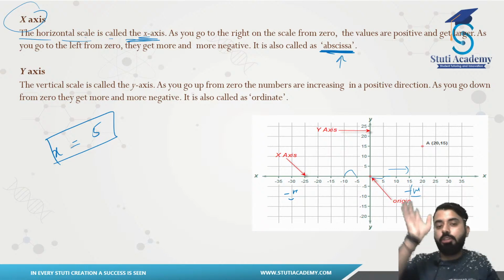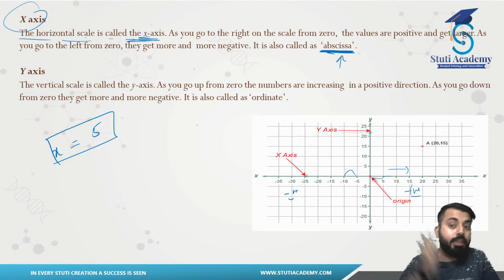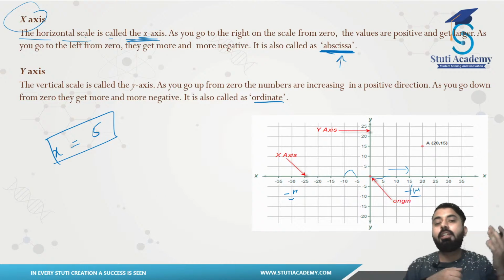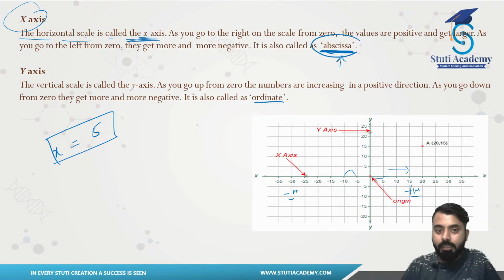As you go upwards from 0, you will be having positive values. As you go downwards, you will be having negative values. And another name for your y-axis, that is what? That is ordinate. So always remember, abscissa is x and ordinate is y. Okay, that is the point here. You guys should be noting this one. Abscissa is x and ordinate is y.